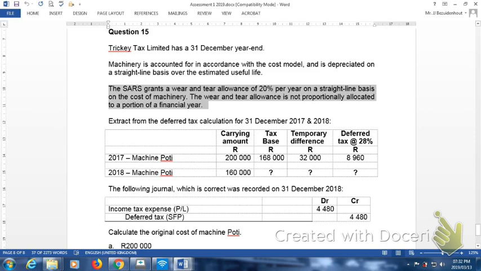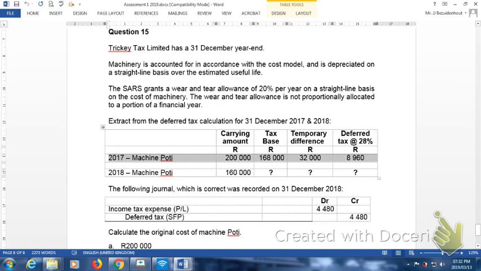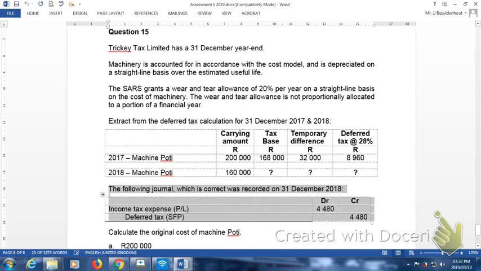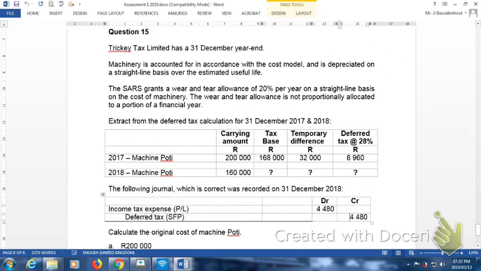So that was your starting point. The wear and tear was not proportionally allocated to a portion of the financial year. So every year that there was wear and tear, that would have been 20% straight. Your deferred tax calculation for the previous year was given to you, and the deferred tax amount was 8,960. Then we told you that the journal for the current year was to credit the deferred tax balance with 4,480.